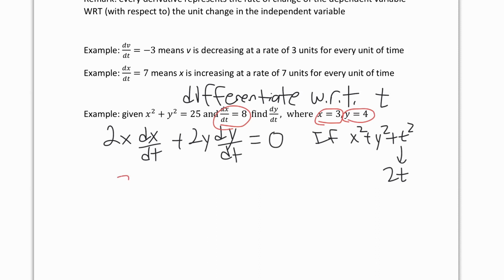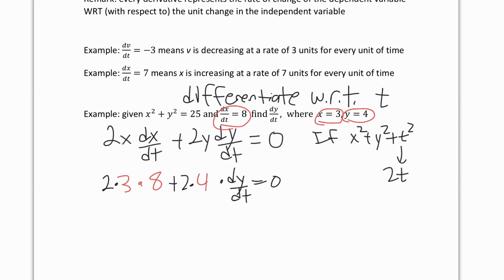So for x we get 3, for dx/dt we get 8, for y we get 4, and we'll put the other pieces of the equation down. We have 2 times x, so 2 goes in front there, plus 2 times y. And we don't know dy/dt, so we'll leave that written down as an unknown.